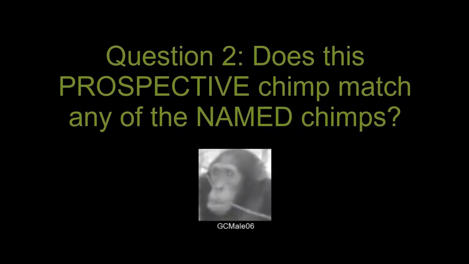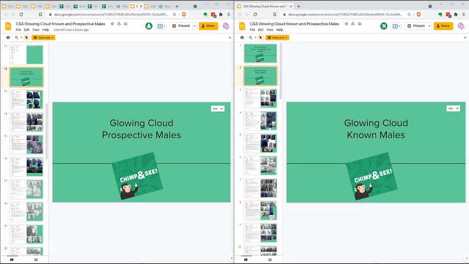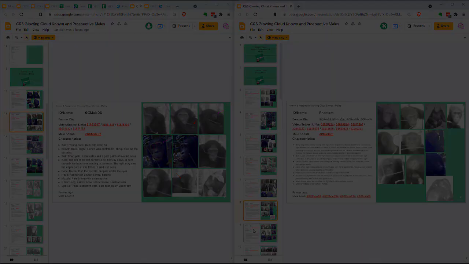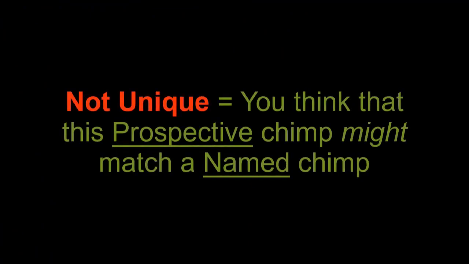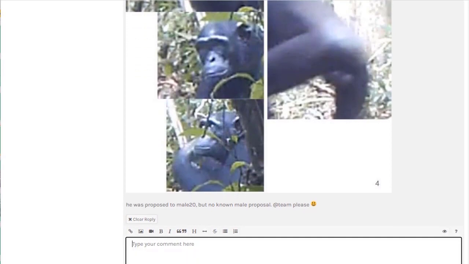Here's an example. Let's say you've been asked to respond to a team call concerning GC male 06. He's been proposed to GC male 20, but not to any named chimp. Let's get our browser windows back up. We'll put GC male 06 in the left browser and the named chimps in the right browser. I'm going to click through each of the named chimps. If you think that the prospective chimp might match one of the named chimps, then you would vote not unique and indicate which chimp you believe it matches.